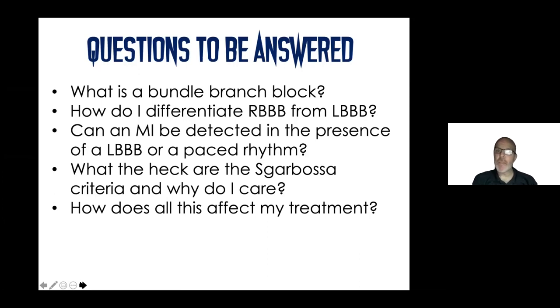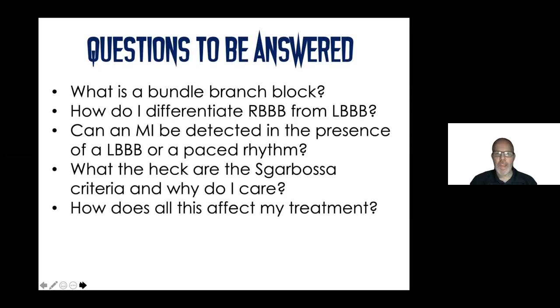In fact, we stopped doing that in 2013, and for good reason, because a lot of these folks actually end up not having culprit arteries, end up not going to the cath lab. It's just a left bundle branch block. However, if you look a little bit deeper into that bundle branch block and you apply a validated, as in proven in science, criteria system, then you can actually unearth some of these MIs in the setting of a left bundle branch block or a paced rhythm. It's up to you to incorporate that into your protocols, into your regional system of care. I'm just going to show you how it can be done.